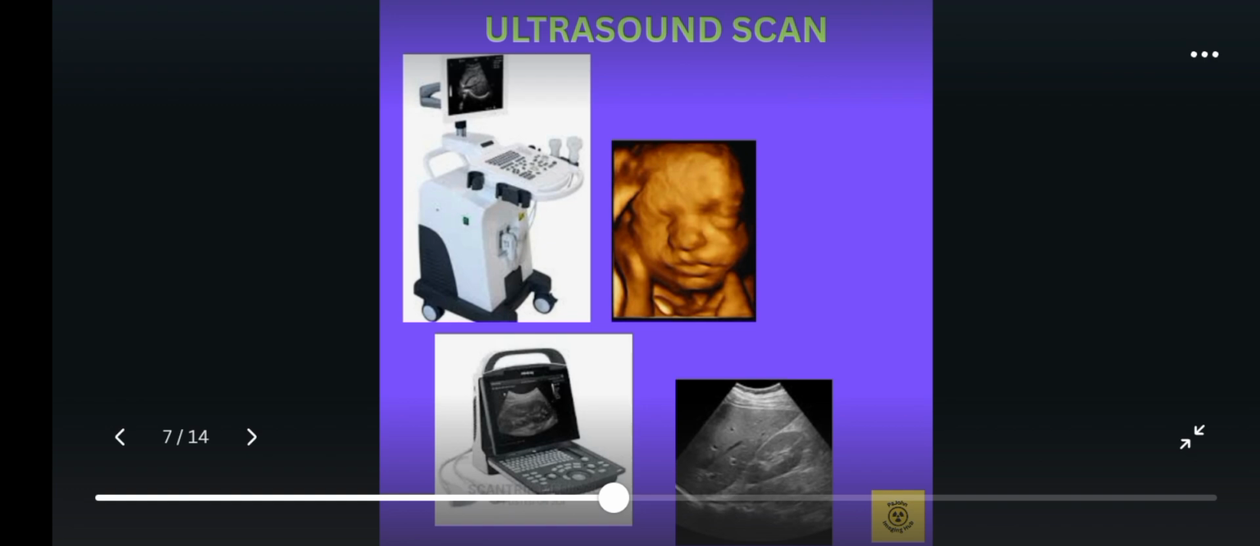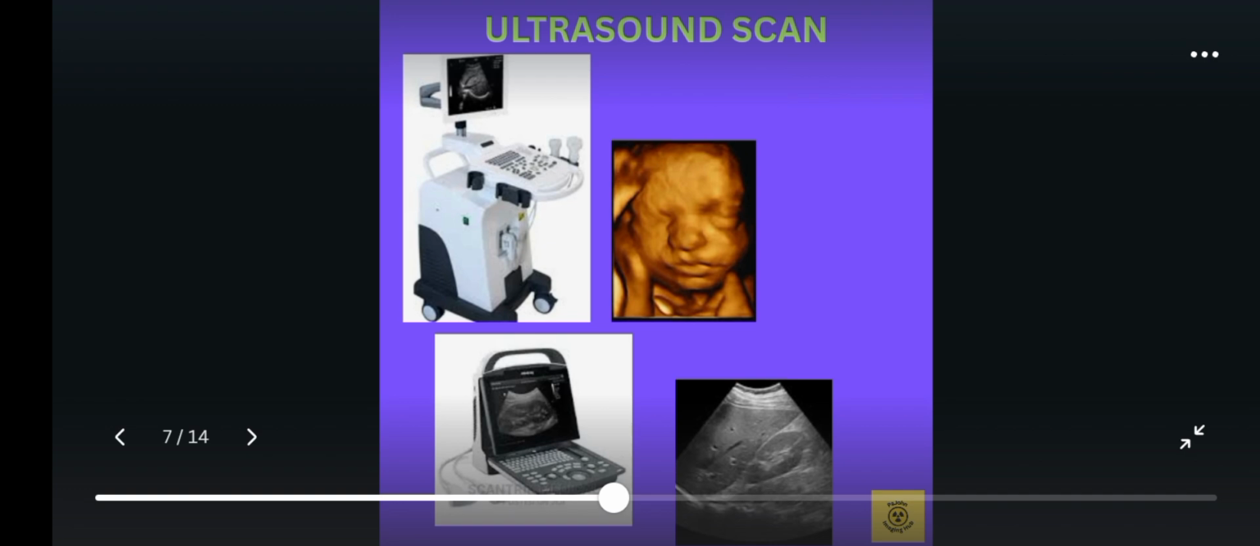Now it has some disadvantages. It is limited by structures that contain air and thick or dense bone. You can't use it for the skull in adults because of the dense bone there. Then it has limitation in its use in the chest because of the lung that contains air.